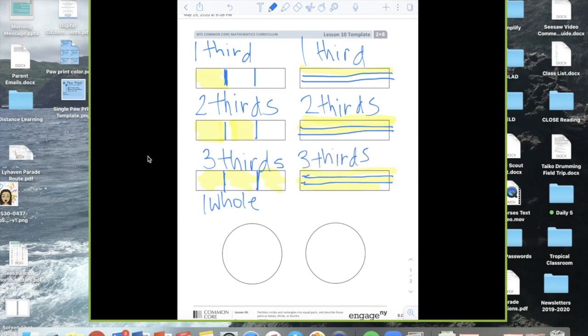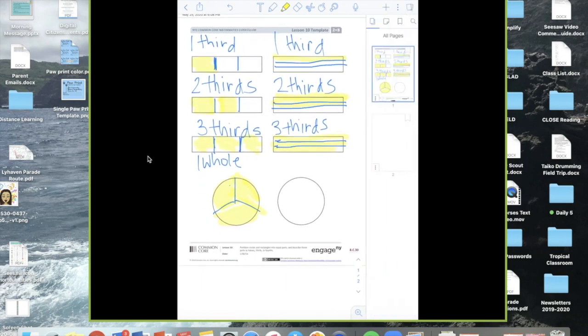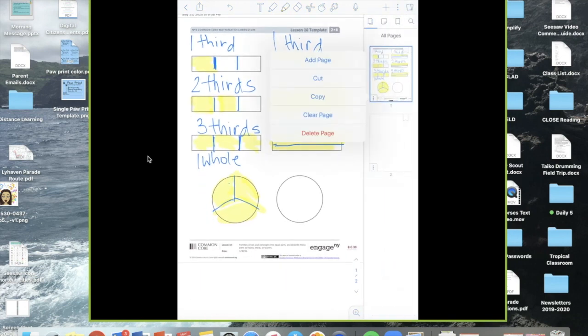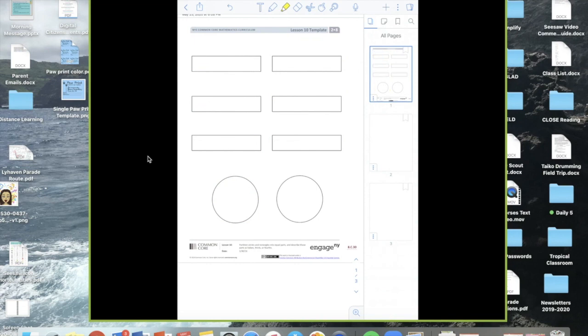Okay. And then let's take a look at the circles. Okay. Now the circles are tricky. Okay. Especially when you're doing thirds. Fourths is much easier. Thirds, you're always going to go kind of like a pizza, like that, okay? And then if I shade one part, it's 1/3, 2 parts, 2/3, 3 parts, 3/3, or 1 whole, okay? Now, let me just clear this page because now we're going to look at fourths, okay? So I'm going to use the same shapes.